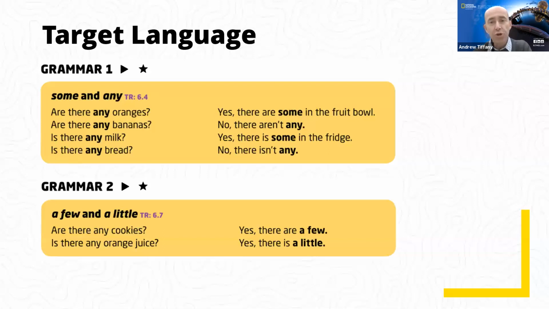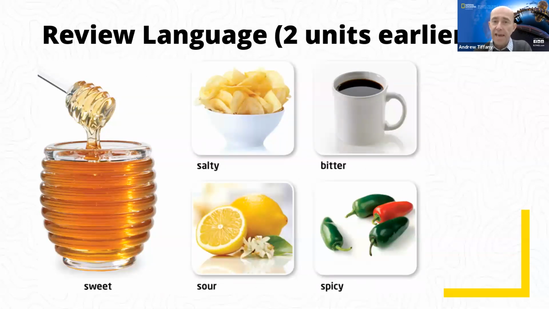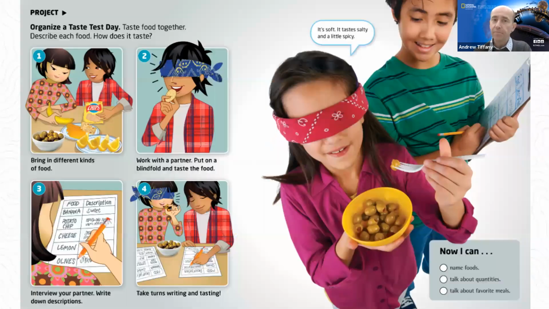Now, about 2 units earlier, this is the language we learned. So for this project, this language is review. We already know this. That's why we're incorporating it into the project, right? So these are the taste words that we know. And so now this is the project that we're doing.